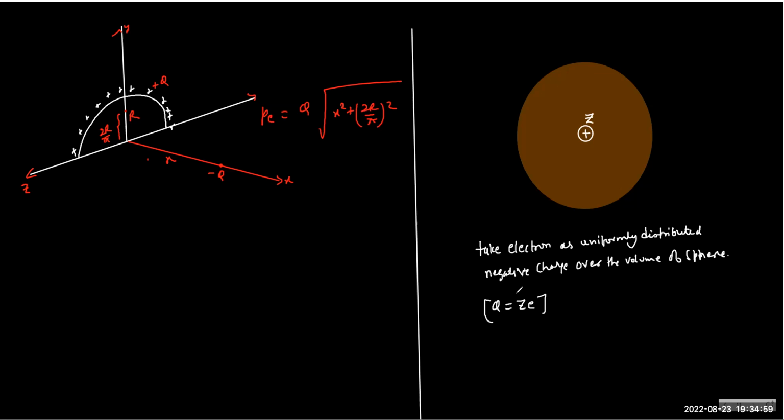You might have heard about the Fajans rule. Anyone? Yes, sir. What is Fajans rule? A covalent character in an ionic compound.